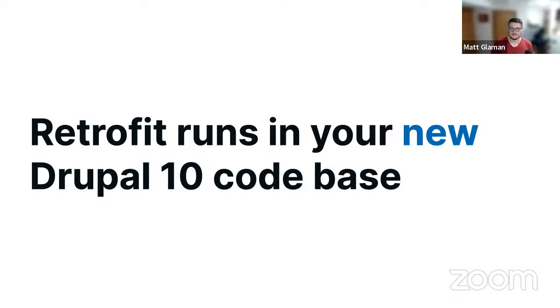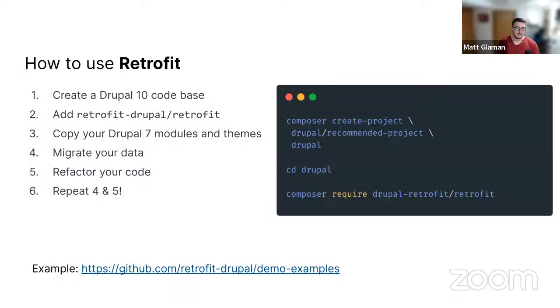Your Drupal 7 platform is reaching end of life, which means you need to take all of your custom modules and put them into the new runtime and new platform that is Drupal 10. So in this case, to use Retrofit, you create a new Drupal 10 codebase, or 11, with composer create-project drupal/recommended-project and then the name Drupal. You go into that directory, and then you do composer require drupal-retrofit/retrofit. The project is hosted on GitHub.